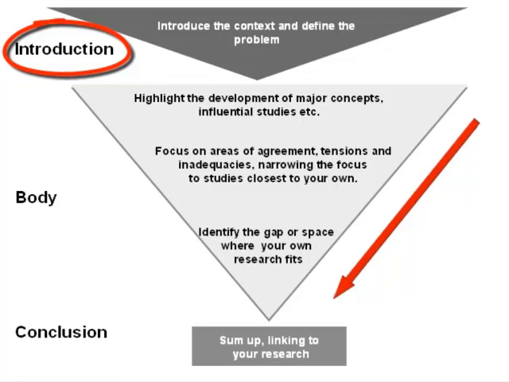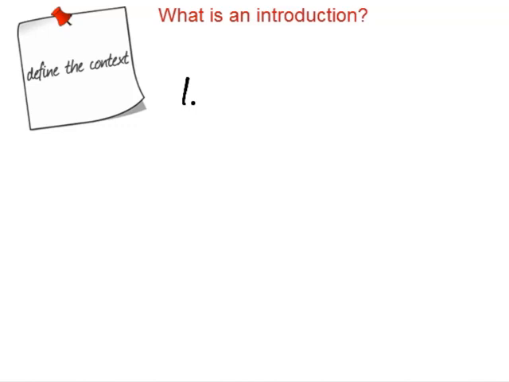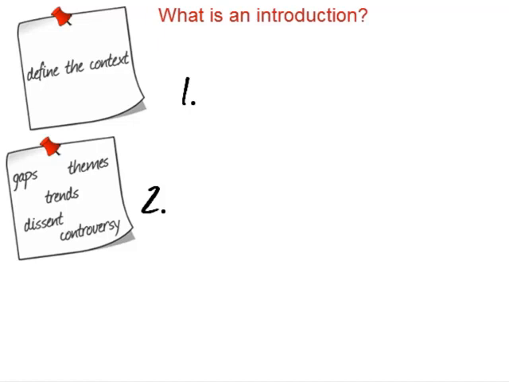Now let's talk about the introduction to your lit review. So what is an introduction? This needs to define the context within which your study sits very clearly through the general literature. This is where you could point out major gaps, overall trends or prevalent themes, and mention any major areas of dissent or controversy. But it needs to be done in a general way, so it's not repeated in the body.